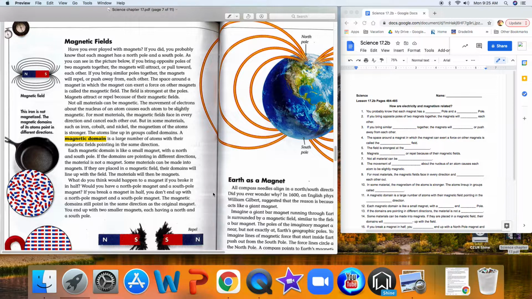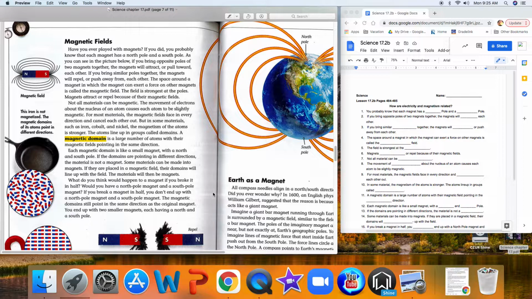If you bring similar poles together, the magnets will repel or push away from each other. The space around a magnet in which the magnet can exert a force on the other magnets is called the magnetic field. The field is strongest at the poles. Magnets attract or repel because of the magnetic field.